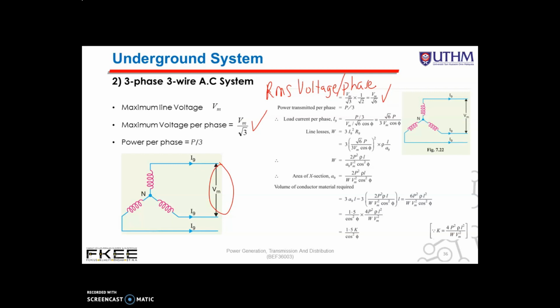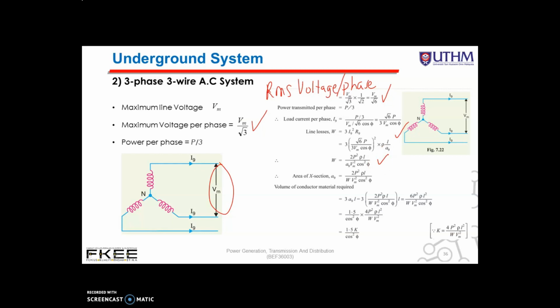Then you can get the load current per phase I based on this equation, same as the other overhead system. So you'll get the load current per phase is P over 3 Vm cos phi. Then you have to analyze for the line losses W. Okay, here is the line losses.